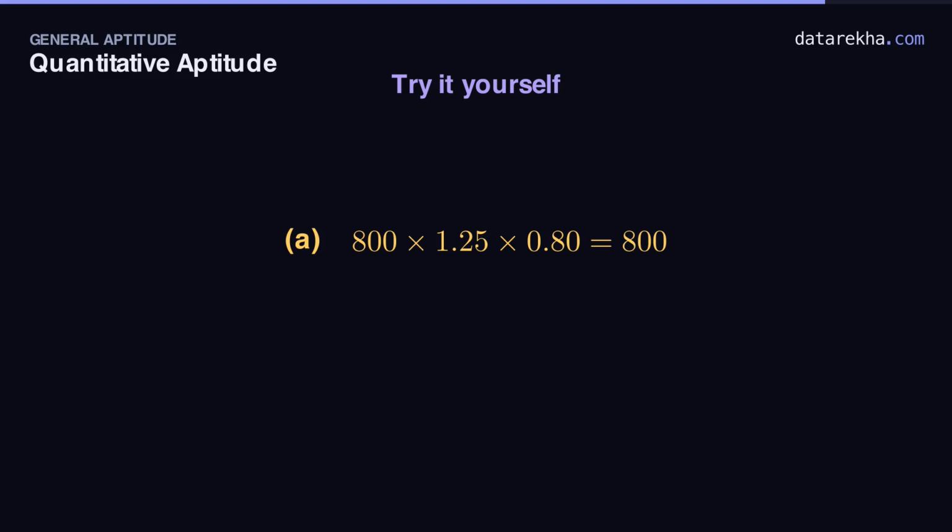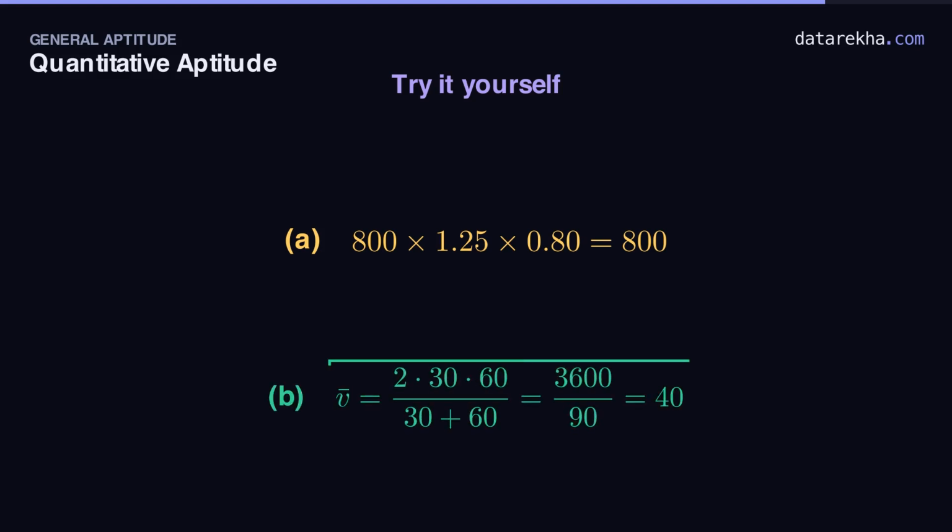Part A. Factors. 800 times 1.25 is 1000. Times 0.8, 800 again. Right back where it started. Because up 25 then down 20 exactly undo each other. Part B. Equal distances. So the harmonic mean. 2 times 30 times 60 over 90 is 3600 over 90, 40 an hour. Not the 45 from plain averaging.